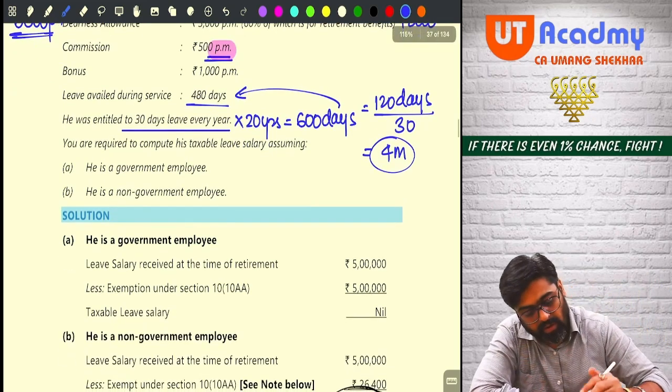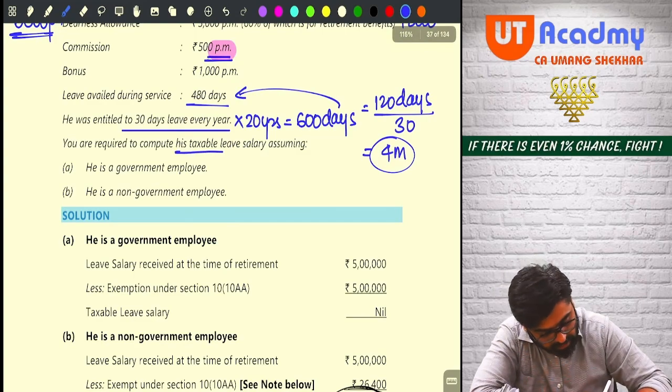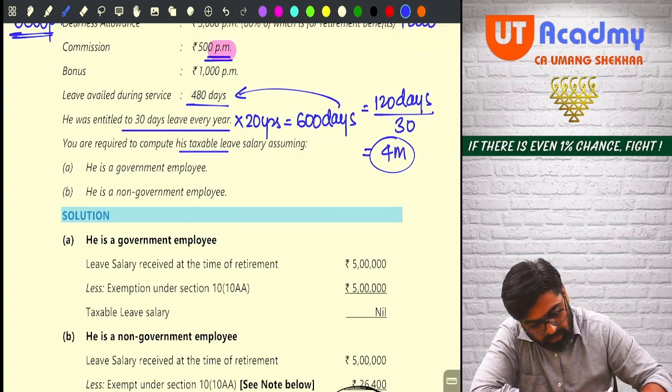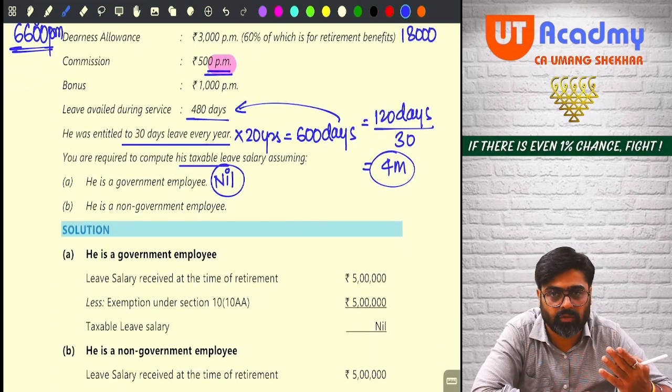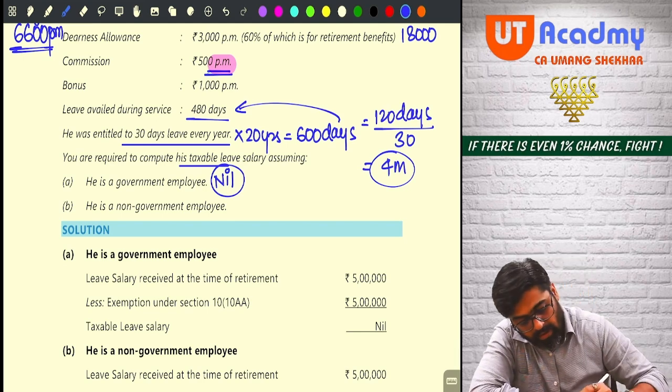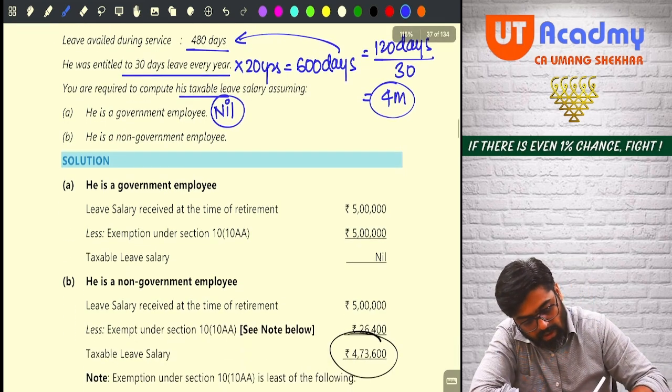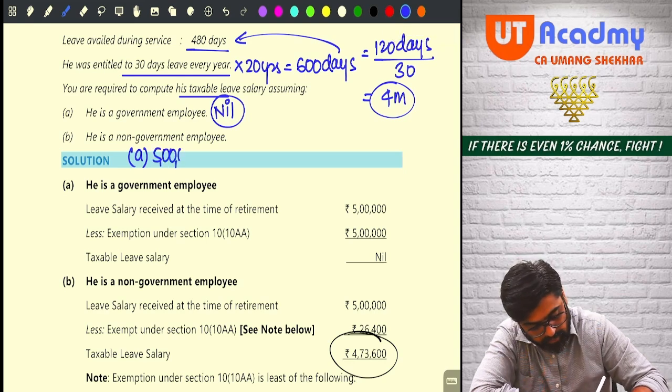Now wait, if you are a government employee, what will be your taxable leave salary? It will be 5 lakh minus 5 lakh, it will be nil. Okay, no? Taxable leave salary will be nil. But if you are a non-government employee, I will have to take 4 limits. A, actual amount, 5 lakhs. B, maximum limit, which is 25 lakhs.